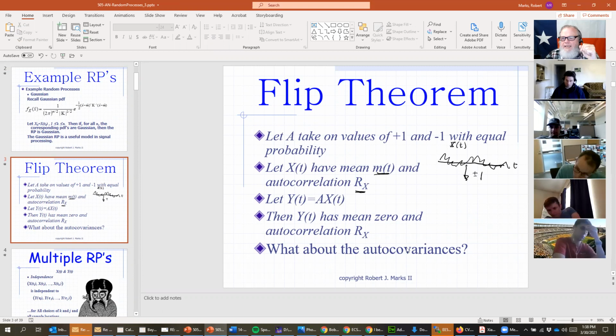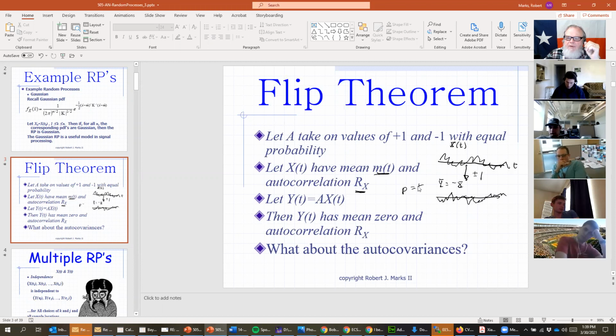And if the coin is heads, we're going to call it a 1. If the coin is tails, we're going to call it a -1. And if it's -1, y is going to be equal to -x. So y is equal to -x with a probability equal to 1/2. And y is going to be equal to x with a probability of half.